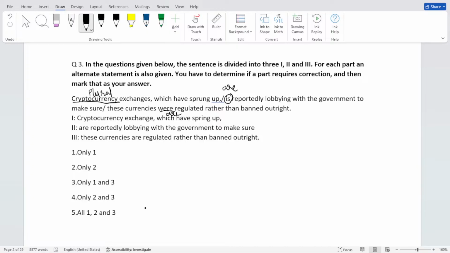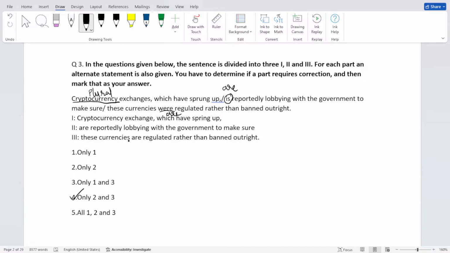Everyone try to find out the answer. Only 2 and 3 are supposed to be corrected. Why? Because if here we are taking it as a singular, then here it will be correct and only the third statement is supposed to change. But here they didn't give the third statement alone. So accordingly, in the context we have to take cryptocurrency as a plural.